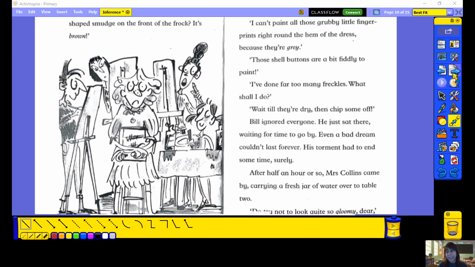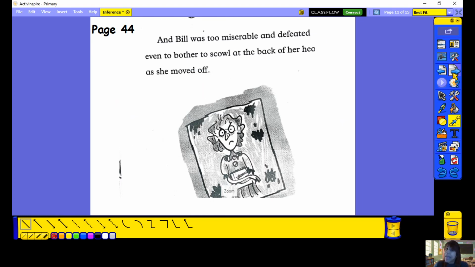So again, that tells us that Bill is feeling what? And Bill was too miserable and defeated even to bother to scowl at the back of her head as she moved off. Poor Bill. Okay, so we are going to be looking at our inference question.